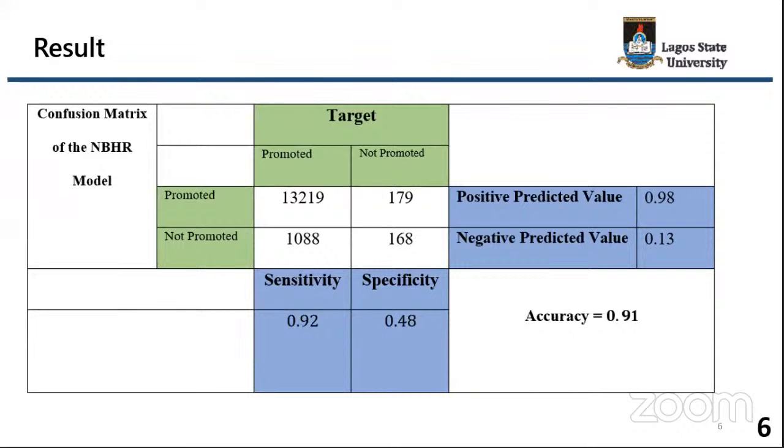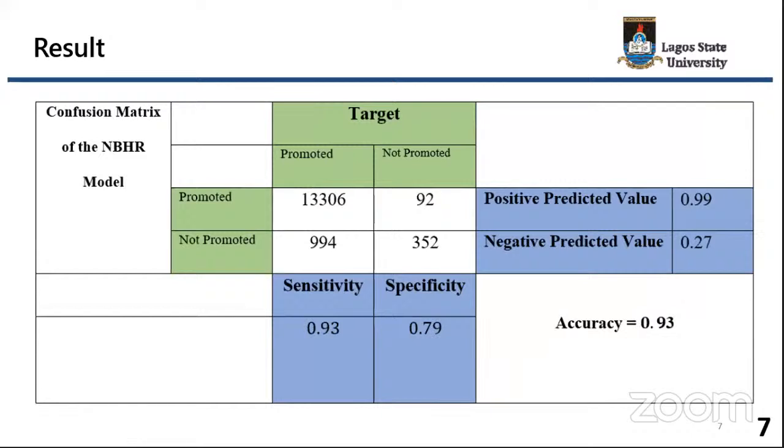The true negative is skewed because of the not promoted category, and that gave us a sensitivity of 0.92, specificity of 0.48, and we can see the PPV and the NPV at the far right, and the accuracy is 0.91. When we did feature selection, we discovered that we have an accuracy of 93% with sensitivity of 93 and specificity of 79.